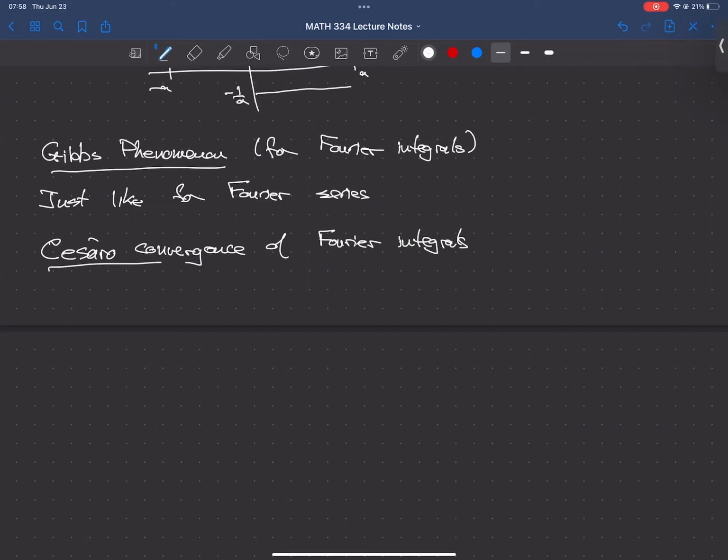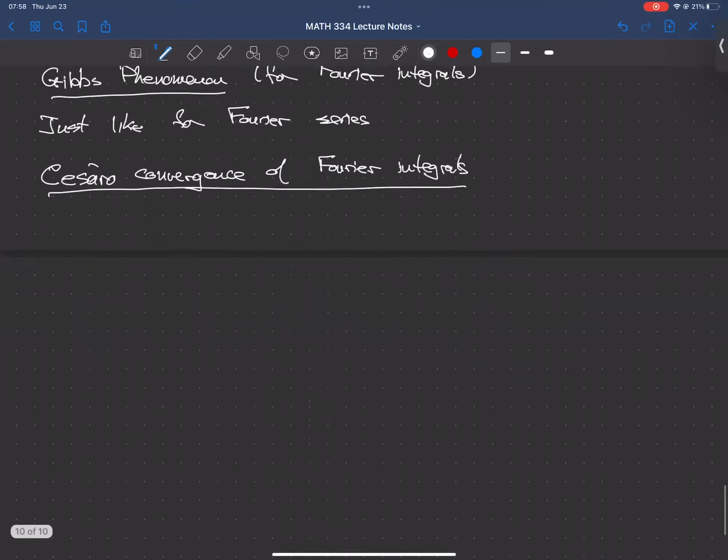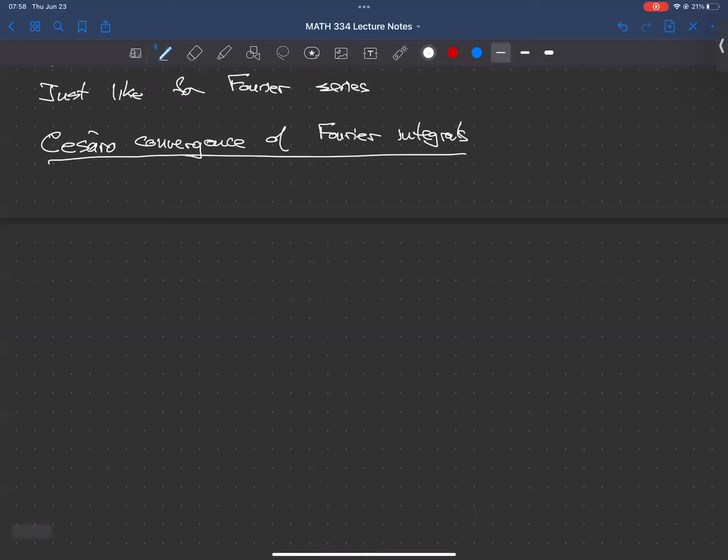You also have Cesàro convergence, which is kind of an averaged form of convergence. Again, I'll do this by analogy with the CDFT, just to emphasize the similarities between these things. For the CDFT, you average the partial sums of the Fourier series, which means that you go sum j equals minus n to n. You take the nth partial sum, and that's CD.